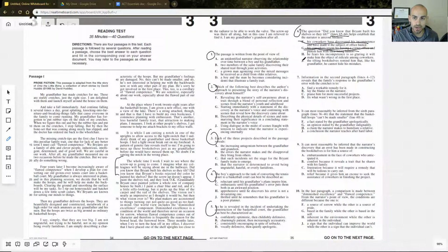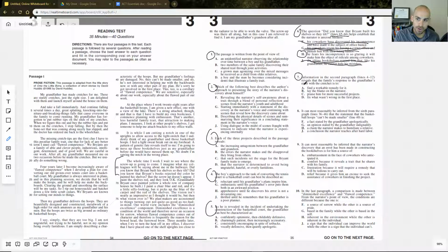That seems like it's pretty accurate because it hasn't happened yet. He mentions a quote about ridicule. Could be the answer. J, the tilting bookshelves remind him that, like his grandfather, he cannot hide his mistakes. So this is while he's working, though. So once again, this is already assuming that something's done, and that's just not the case. You're left with H. Let's try that one more time, but with 7.